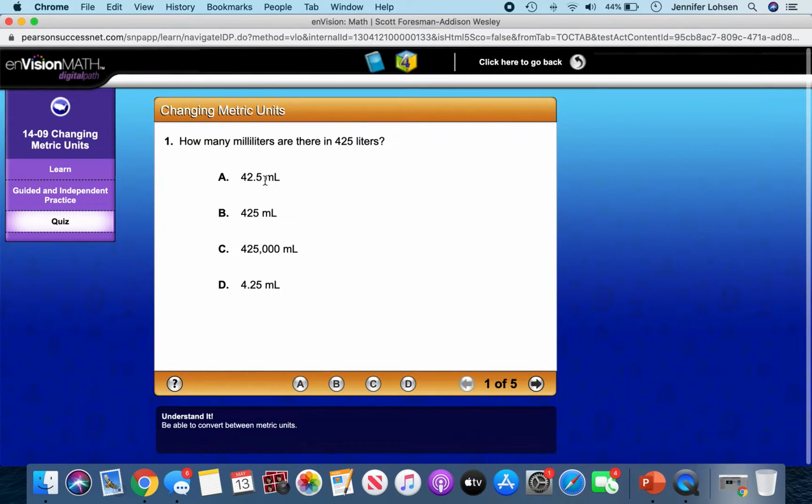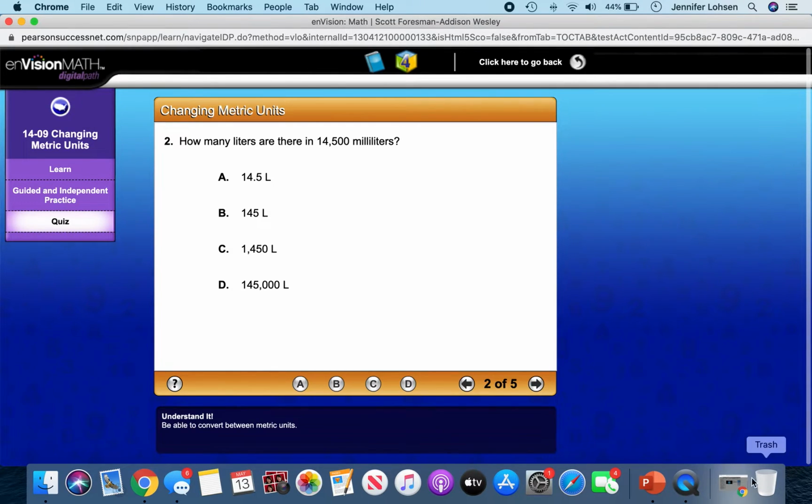We have 42 and 5/10 of a milliliter, 425 milliliters, 425,000 milliliters, or 4 and 25 hundredths of a milliliter. We figured it out. It is C, so we're going to keep going, okay? The next problem we have is 14,500 milliliters. And we want to know how many liters that is, okay?